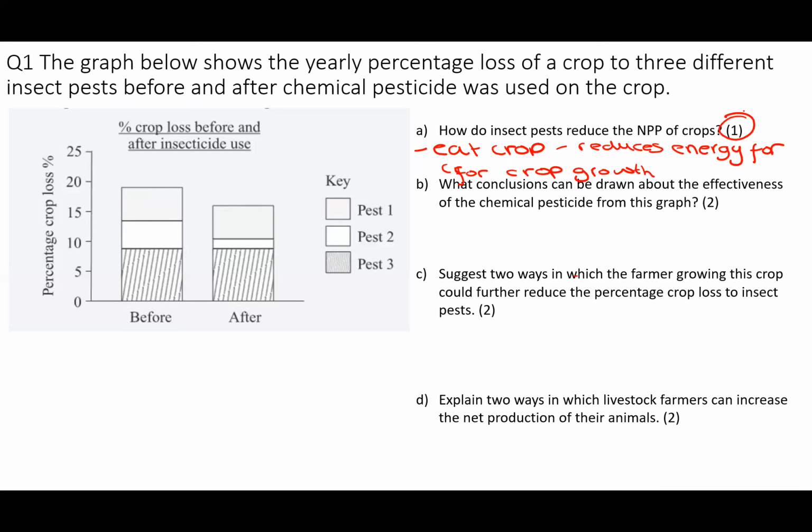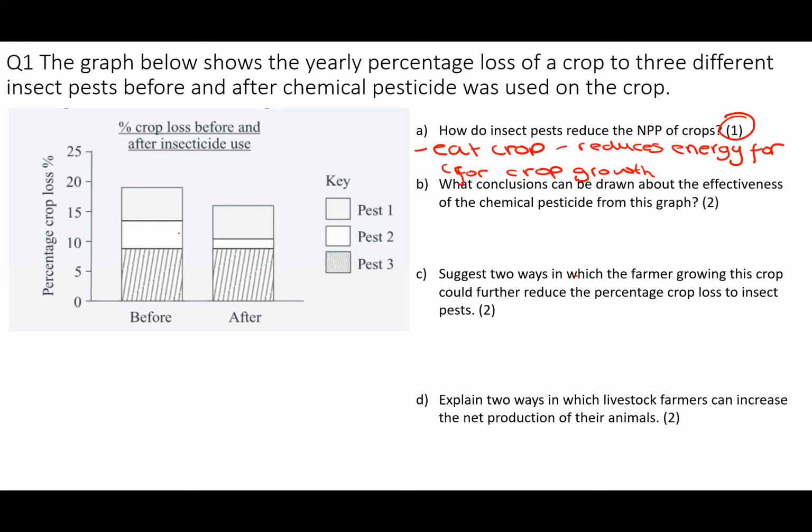And then B, for 2 marks, you're asked what conclusions can be drawn about the effectiveness of the chemical pesticides from this graph. Well, straight away, we can see that it's not effective at all for pest 3. It has very little effect on pest 1, if not any at all. So again, this would be one of those points where I say in an exam, get out a ruler, measure them, check the sizes. From here, they do look roughly the same size, so it's pest 2 that's been changed.